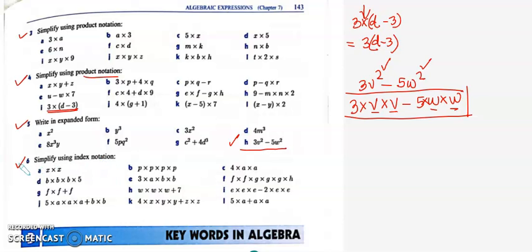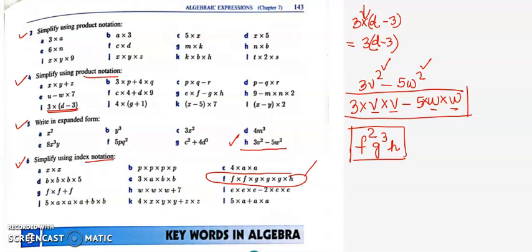Now it's example 6. Simplify using index notation. Let me just take a random example to explain. f times f times g times g times g times h. So f is 2 times, write f squared. g is 3 times, write g cubed, and h is just written once, so write h. This is how we will write in index notation.